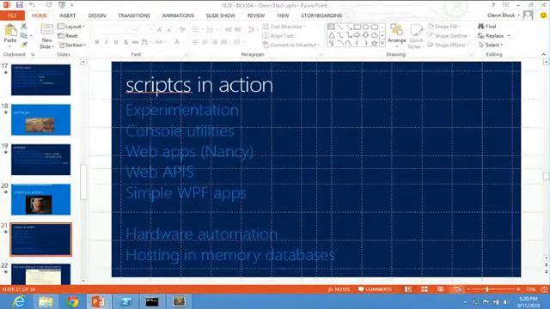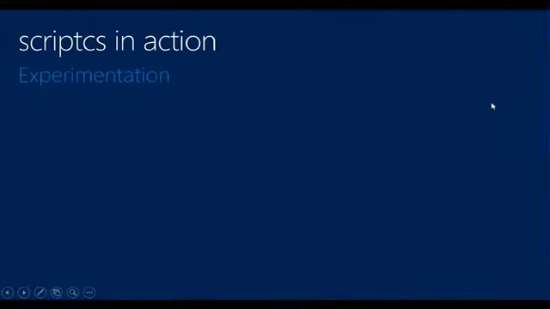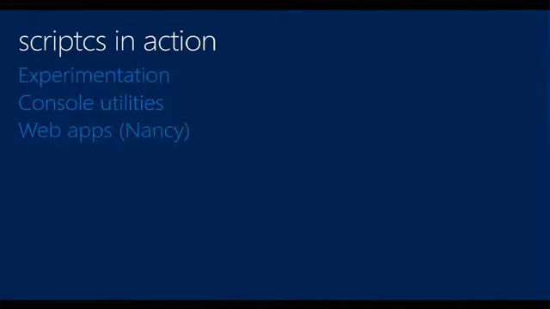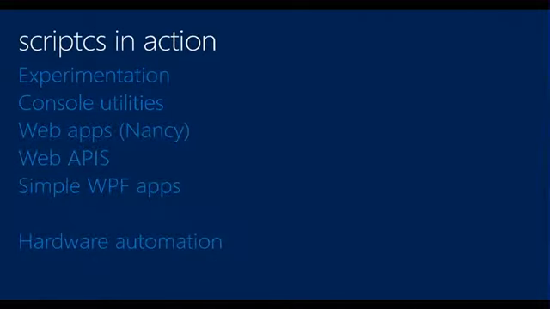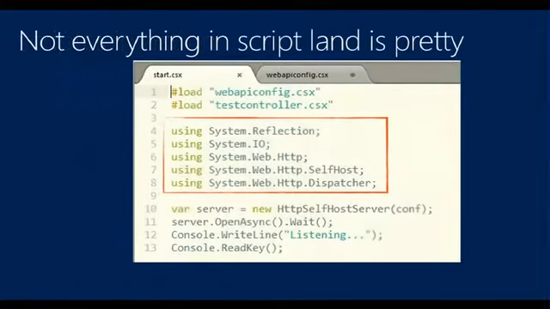So what are the kinds of things that you would use script.cs for? Experimentation. You just want to play around with some APIs. Console utilities. We saw how you could do that with arguments. Web apps. Some people are actually saying they want to use this for real web apps. They're saying they're simple web apps, internal apps, and they're fine with just using some script for doing it. And if that works for you, great. Web APIs, simple WPF apps, hardware automation, which just popped up. There's a sample there of using RavenDB for hosting in memory.